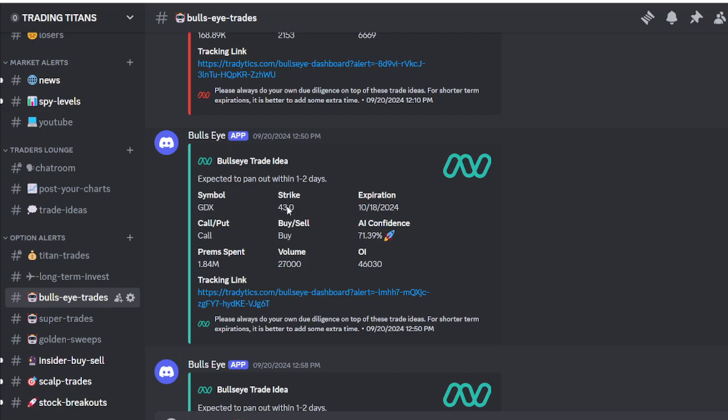But the things that I look for in regards to the AI bot is, one, I really want to pay attention to AI confidence, right? I tell my members that anything over 60% in AI confidence is a possibly good trade and is more likely to play out. Okay, nothing is guaranteed, but it's very much more likely to play out. Okay, so I want to make that clear.